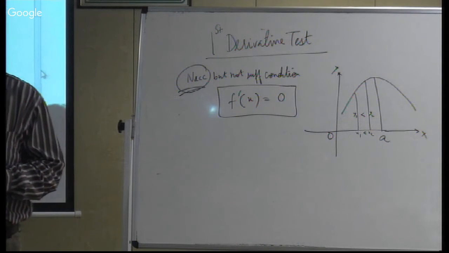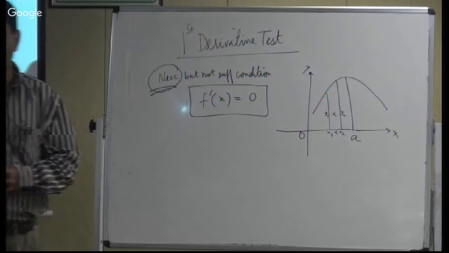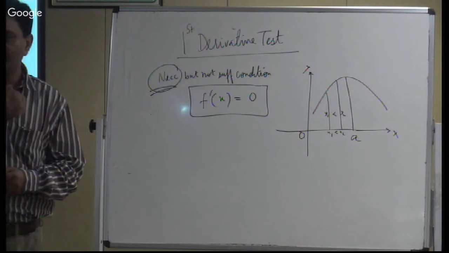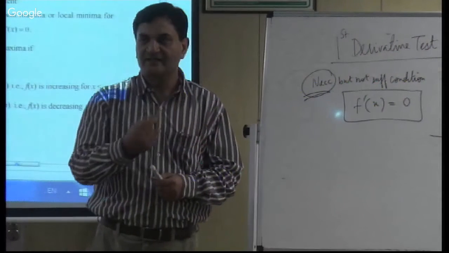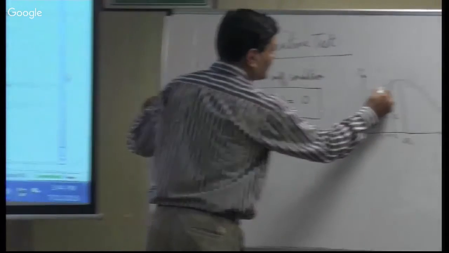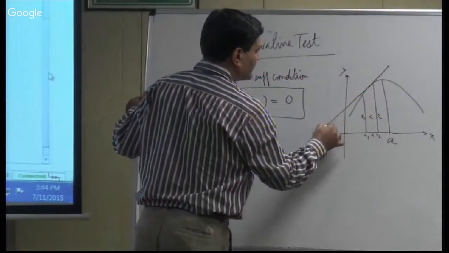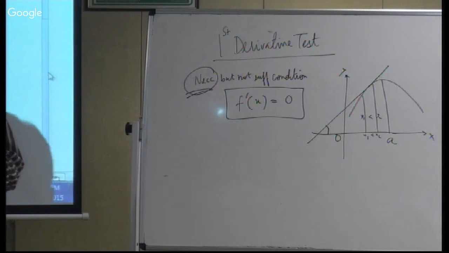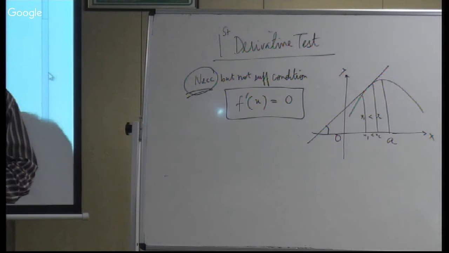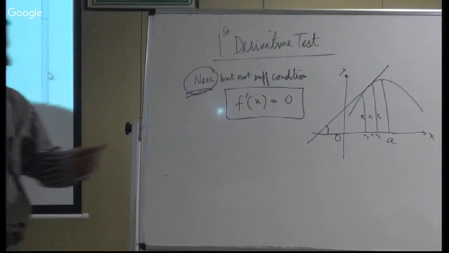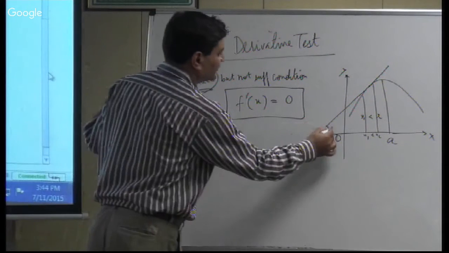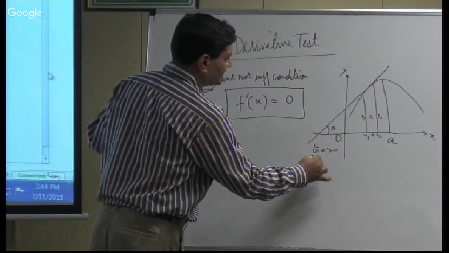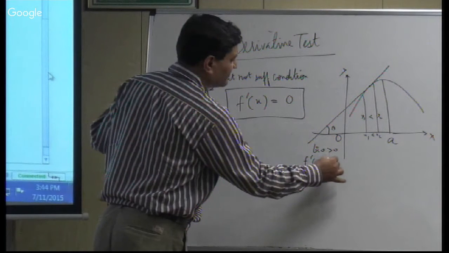Whenever you have a point of local maxima, let us say x equal to a is a point of local maxima, you will observe that on the left hand side, very near to the point, the function will increase. If you draw a tangent line in the immediate left of this point, the tangent will make an acute angle with the positive direction of the x-axis. So this theta is acute, so tan theta will be positive. So the derivative at the point a minus epsilon will be positive.